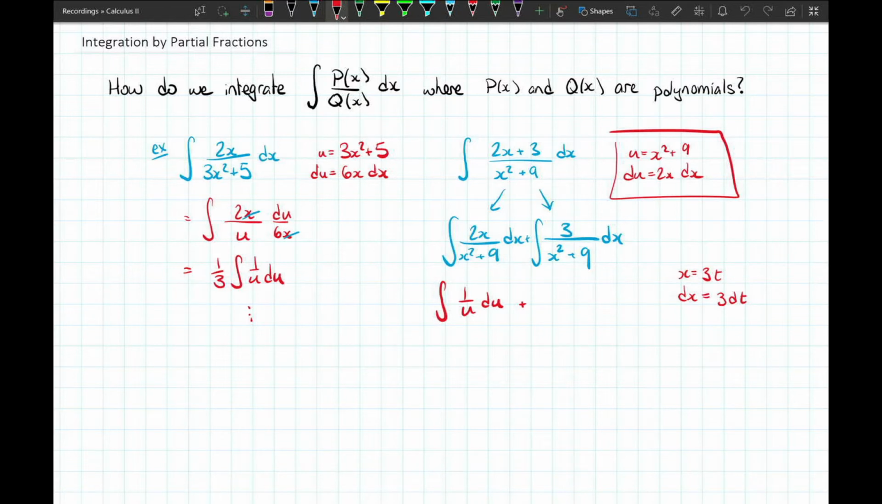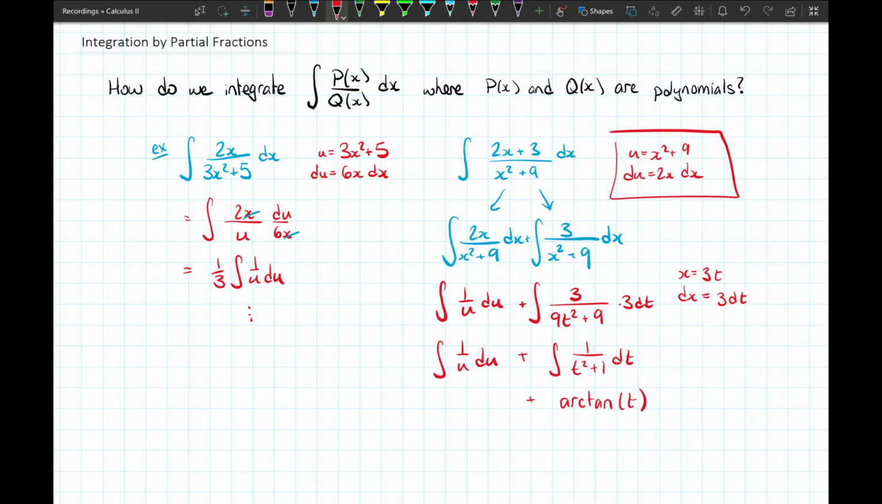Replace the x with 3t. 3t squared is going to be 9t squared. Numerator 3, and dx is also 3 dt, so that's multiplying 3 by 3 dt. Common factor of 9 in the denominator. 9 over 9 cancels, and this just becomes 1 over t squared plus 1 dt. Now, hopefully that will look a little bit familiar. That is actually just the derivative of arctangent of t. So the antiderivative of 1 over t squared plus 1 is arctangent of t.